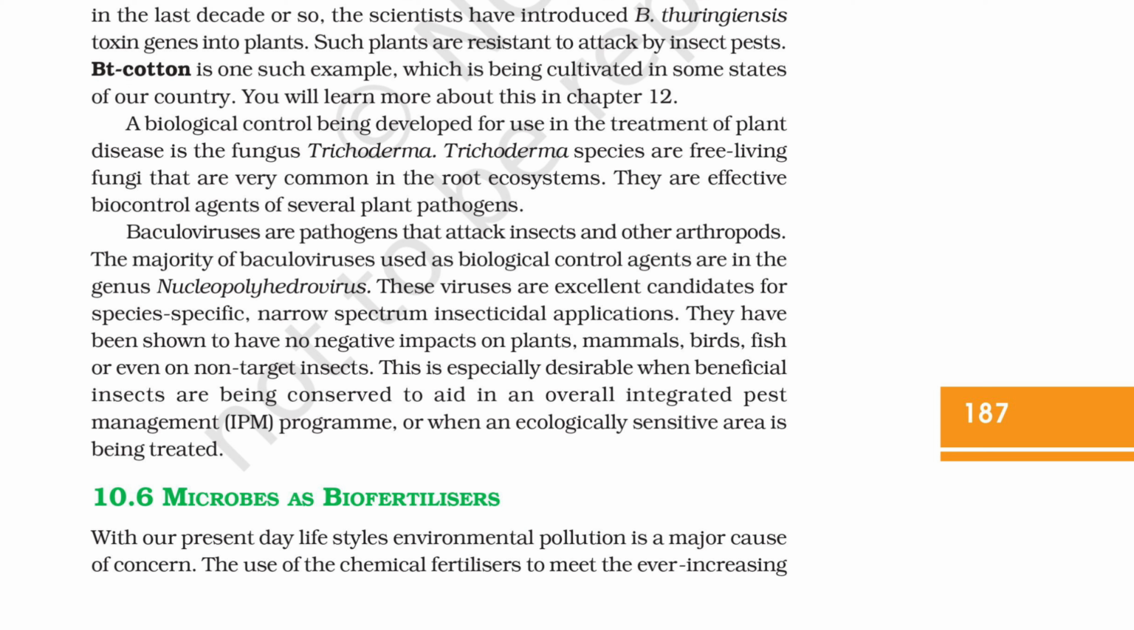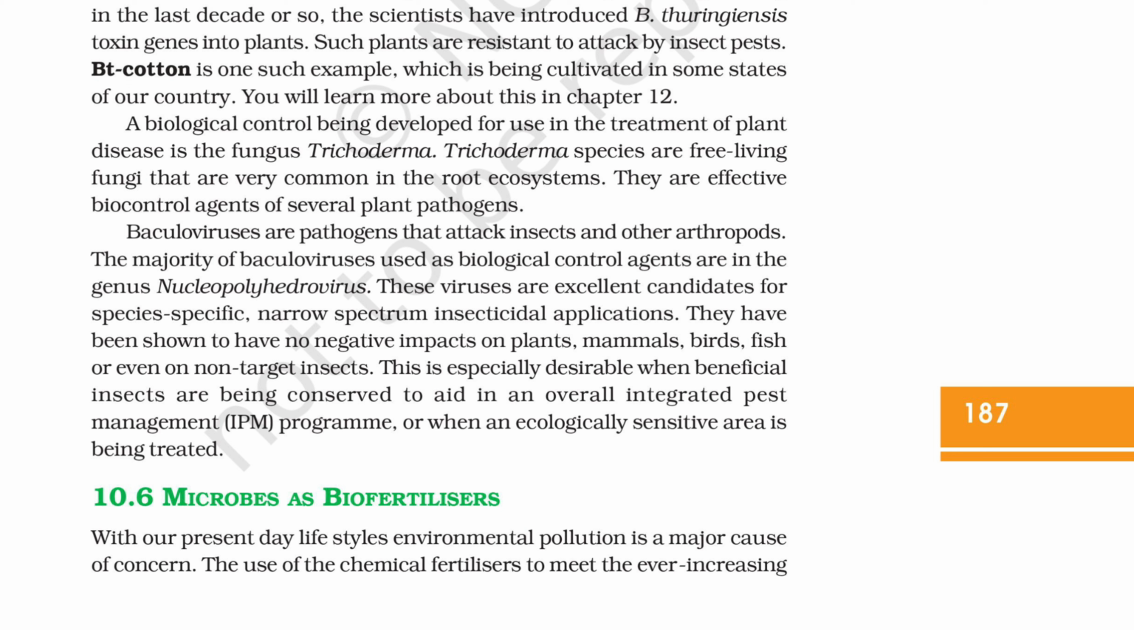A biological control being developed for use in the treatment of plant disease is the fungus Trichoderma. Trichoderma species are free-living fungi that are very common in the root ecosystems. They are effective biocontrol agents of several plant pathogens.